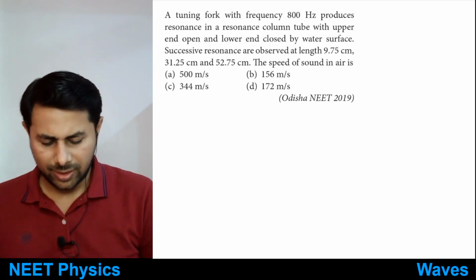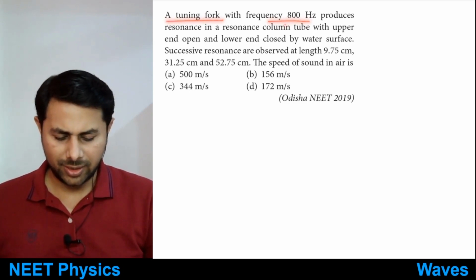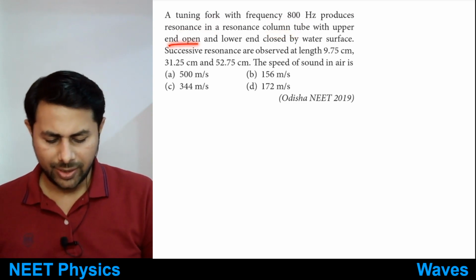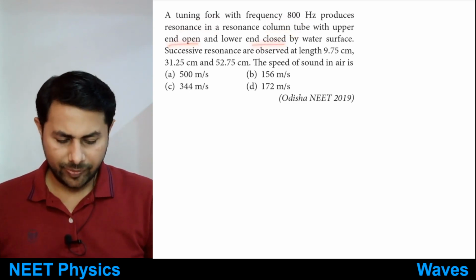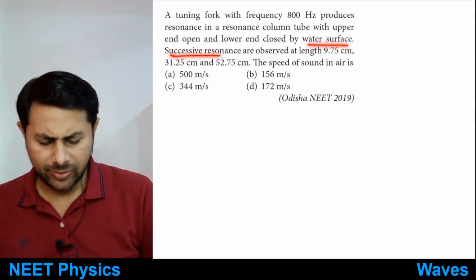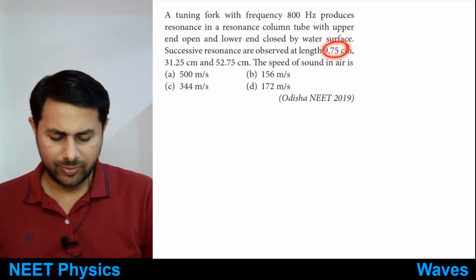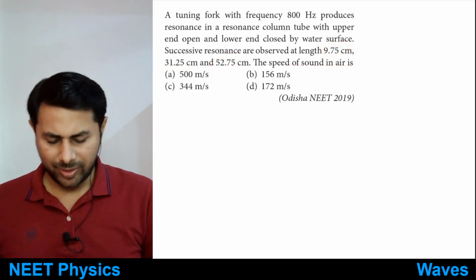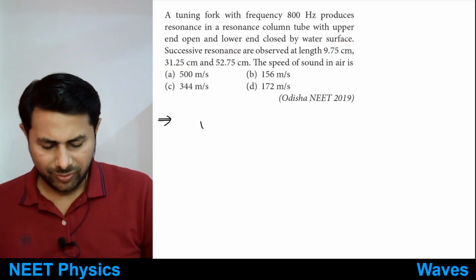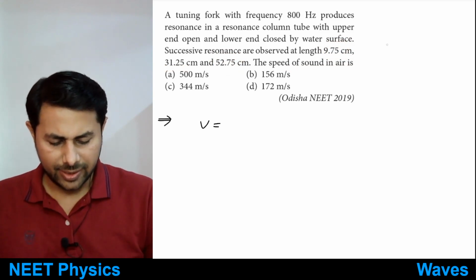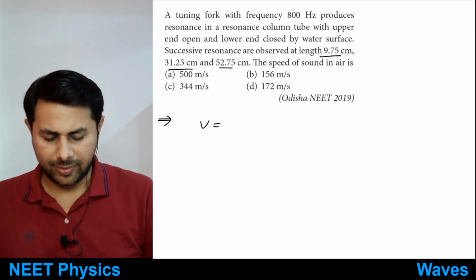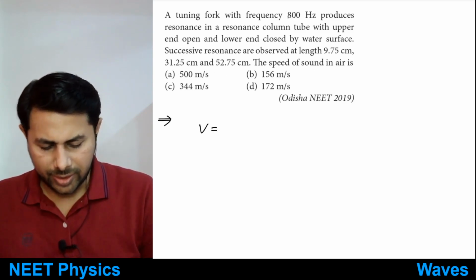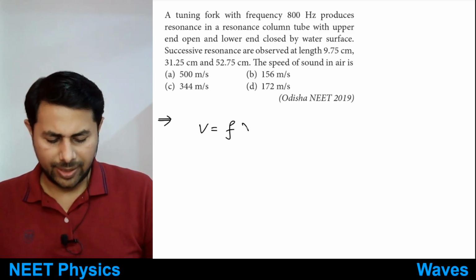Let's see the next one. A tuning fork with frequency 800 Hz produces resonance in a resonance column tube with upper end open and lower end closed by the water surface. Successive resonances are observed at these lengths. The speed of sound in air is again similar to the last problem. Okay, V is equal to what? Let's take L1, L2 and L3. So we can say V is just equal to this frequency multiplied by lambda.